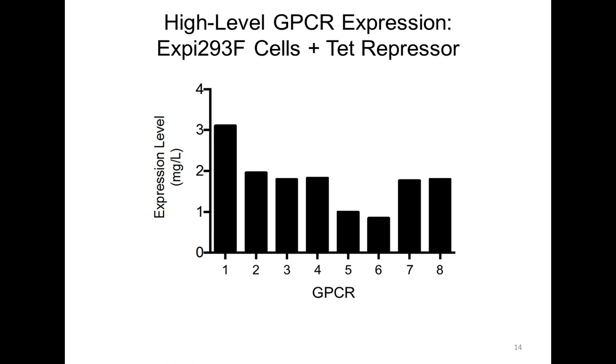increased cost per volume. On this slide, we're showing data that we obtained with the XV293F system from Thermo. We transfected 8 different GPCRs along with the tetracycline repressor that I just discussed. And when we induce the expression with doxycycline, all of them are expressing in the milligram per liter range. And as Dean was saying before, for a GPCR, this is quite high and quite sufficient to be able to pursue biochemical or structural work.